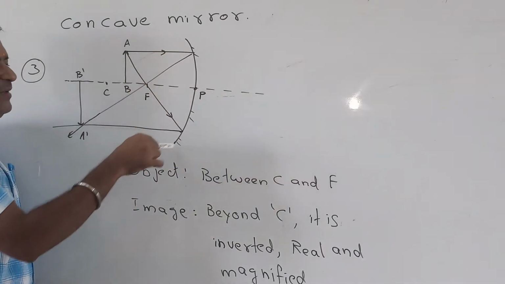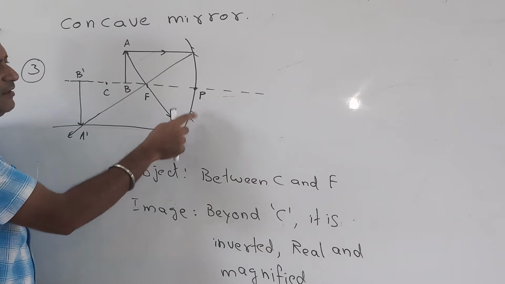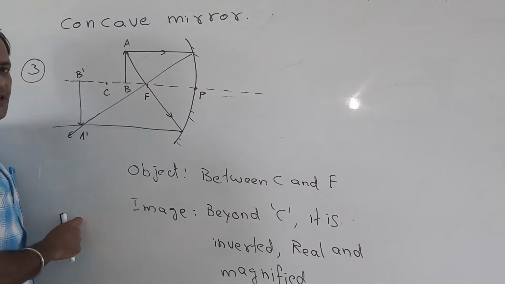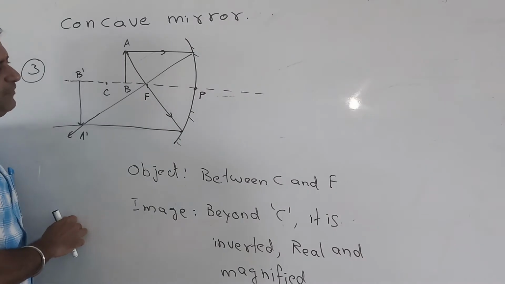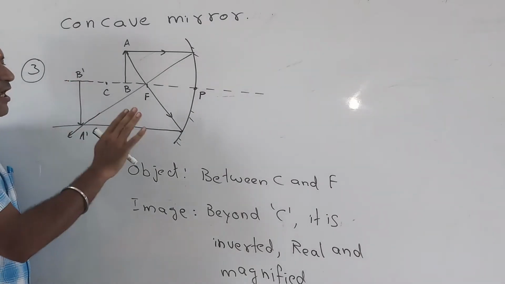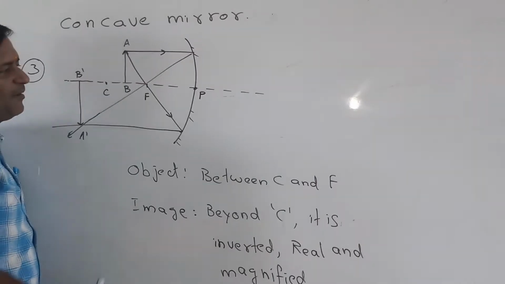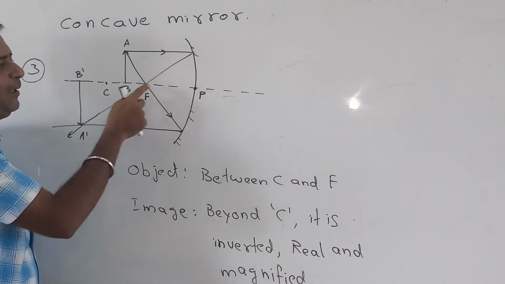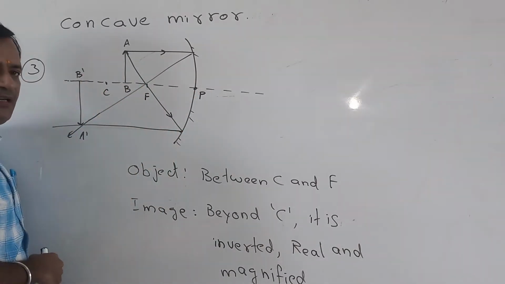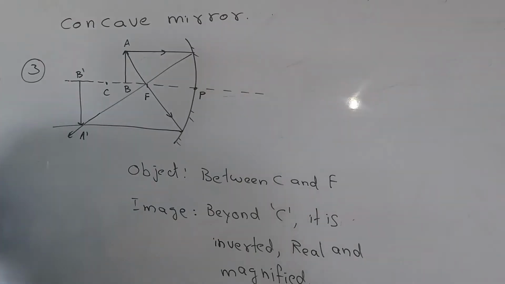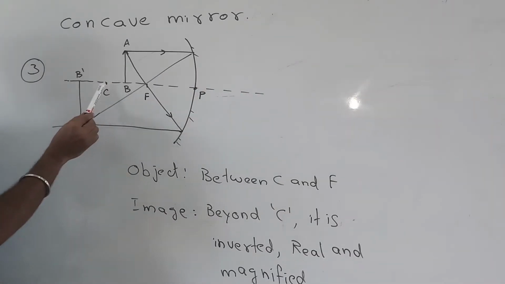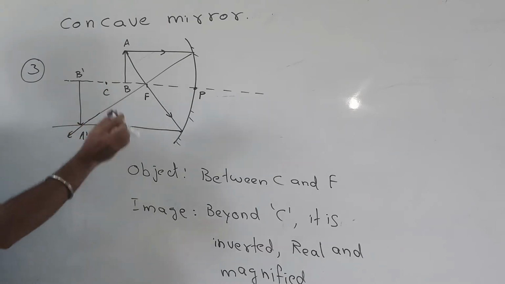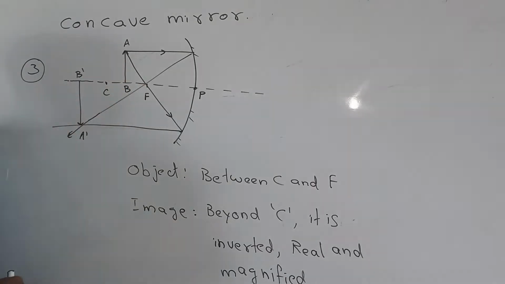See, it's a concave mirror. You have to put these brushes over here so it is understood that this is the rough side, this is the smooth side. Okay, then draw the principal axis, marking 3 points: pole, focus and center of curvature. The object is AB, which is placed between C and F. The object lies between these 2 points.